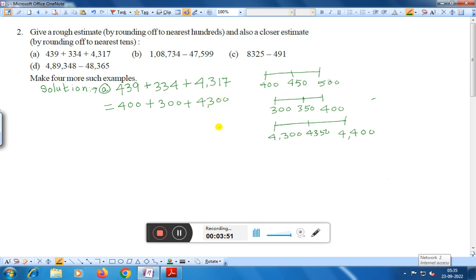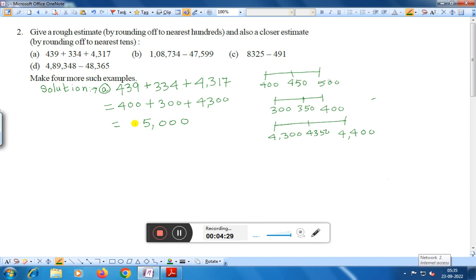Okay. Now, if I add all these numbers, that means 0, 0, 3 plus 3, 6, 4, 10, carry 1, 4 plus 1, 5. That means this number becomes 5,000. Okay, that is 5,000. Therefore, if we round off by nearest 100, we are getting 5,000.